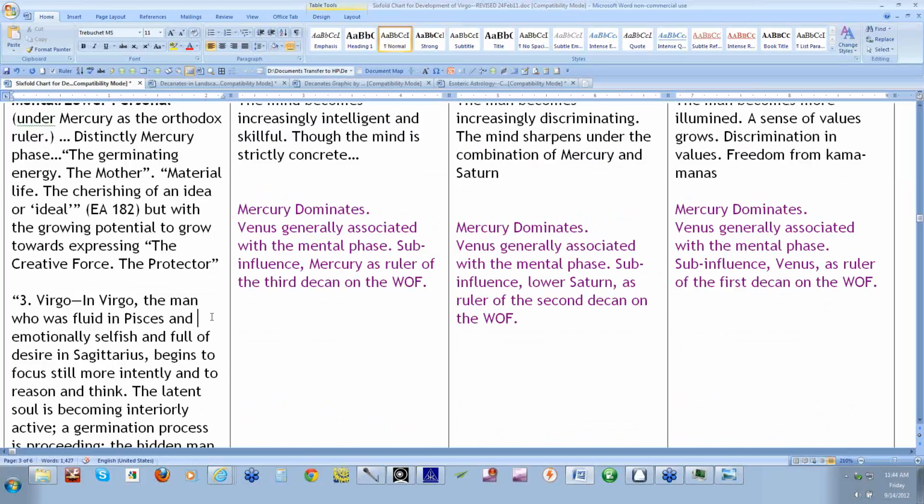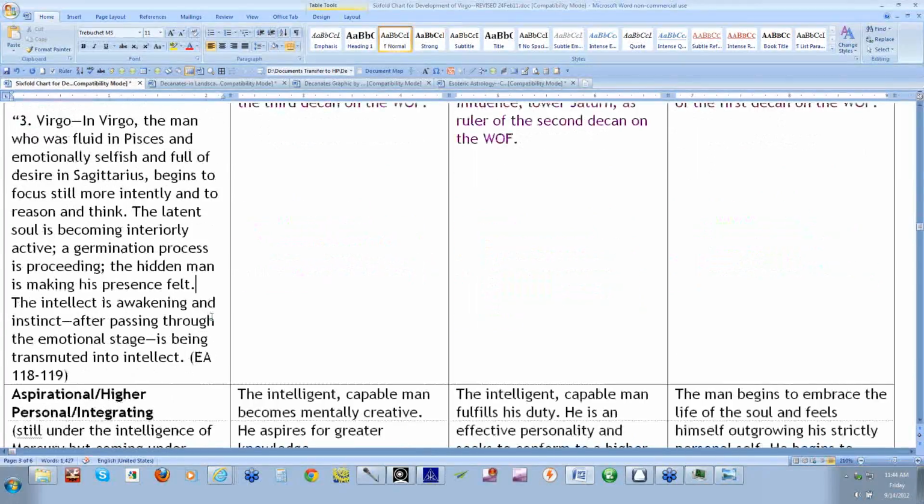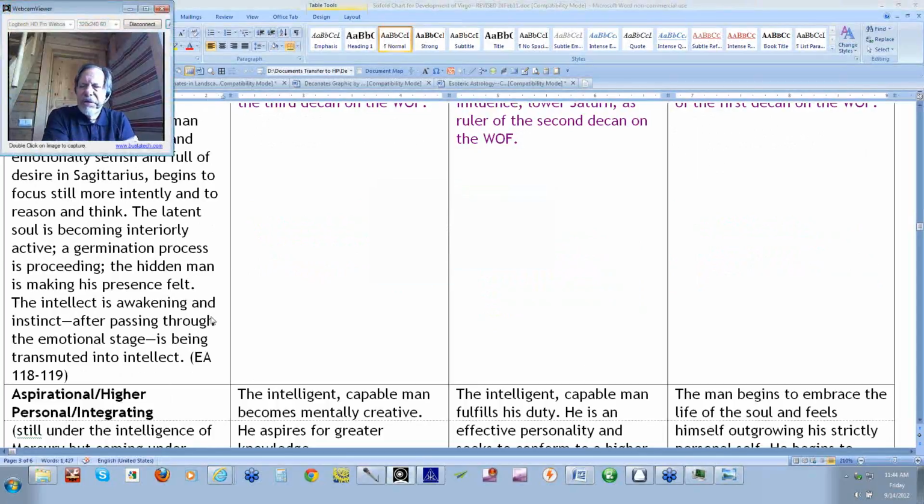Here is what is said. In Virgo, the man who was fluid in Pisces and emotionally selfish and full of desire in Sagittarius begins to focus still more intently and to reason and to think. So under the Mercury decanate, from 10 to 0, the thinking power is really increasing, because this is a stage of increasing mental focus in a Mercurian general stage of evolution and in the Mercurian decanate.